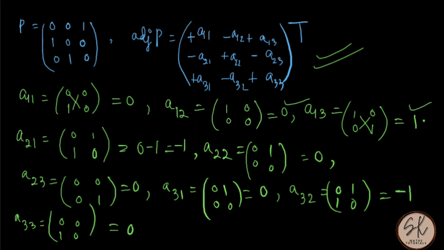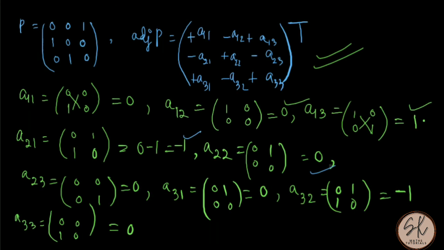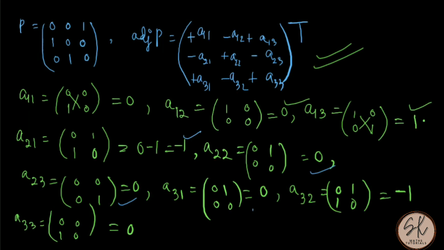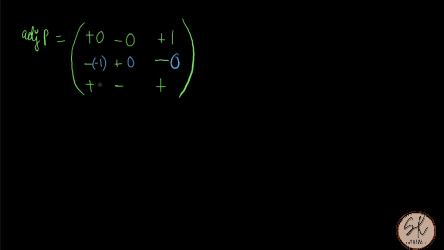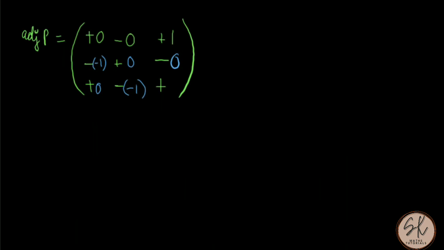Now next A21. So A21 is how much? A21 is minus 1. So this is minus of minus 1. Alright. Then A22 is 0 and A23 is also 0. So this is 0 and this is also 0. Next, let us see what is A31. A31 is 0 and A32 is minus 1. So this is 0 and this is minus 1, and A33 is also equal to 0. Okay. So this is also equal to 0.